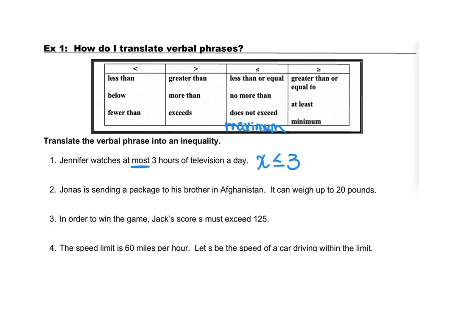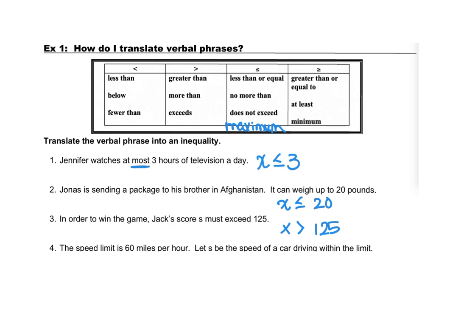Number 2, Jonas is sending a package to his brother in Afghanistan. It can weigh up to 20 pounds. So let's let the package be X, and up to 20 pounds. So it can be 20 pounds, but it can also be less than 20 pounds. Number 3, in order to win the game, Jack's score must exceed 125. So we have X is greater than, to exceed, we would have greater than 125.